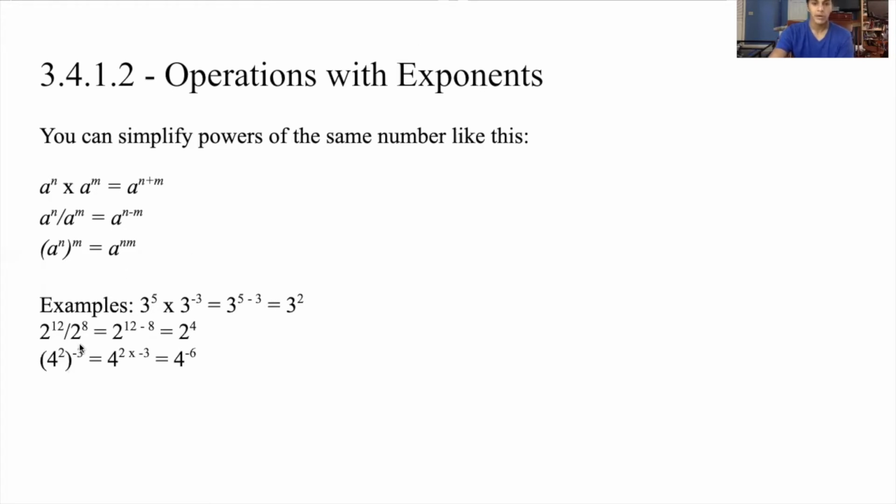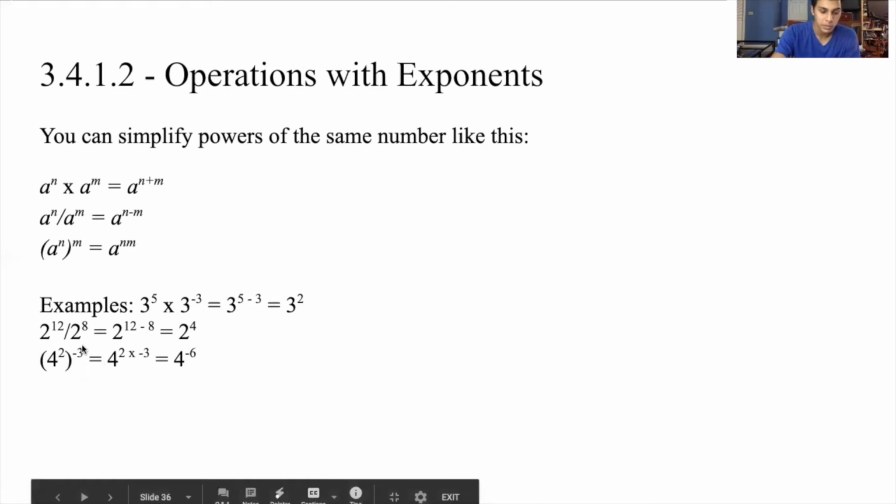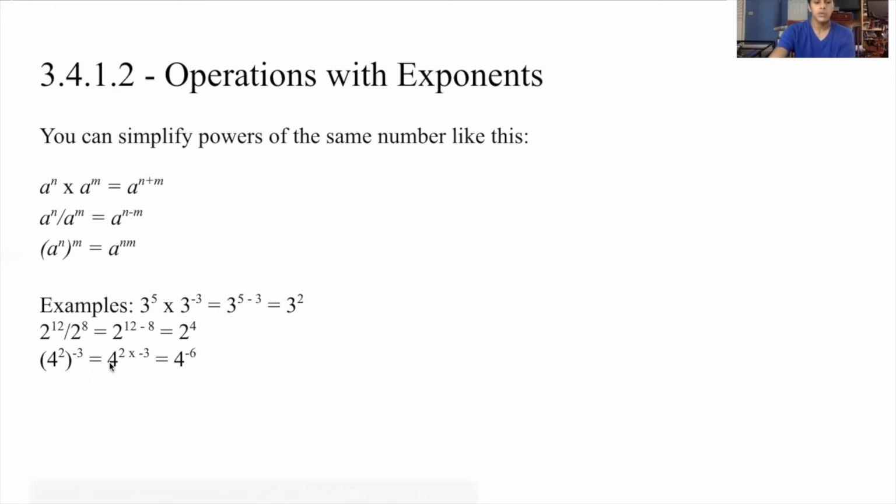Next, if we had 2 to the power of 12 divided by 2 to the power of 8, since we're using the same number, 2, we can just subtract the exponents. So 12 minus 8 would give us 2 to the power of 4. And then for 4 to the power of 2 to the power of negative 3, because that's outside the parentheses, we can multiply our exponents, because a to the power of n to the power of m equals a to the power of n times m. So therefore, 4 to the power of 2 to the power of negative 3 equals 4 to the power of 2 times negative 3, and that gives us 4 to the power of negative 6.